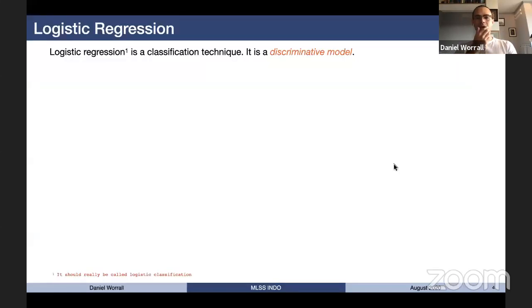Right. So what is logistic regression? Logistic regression is a classification technique. Funnily enough, it's called regression, but it is classification, and it's an example of what's called a discriminative model. A discriminative model is a model where you build a probability distribution over predictions given an input.